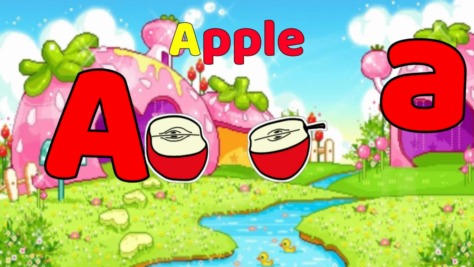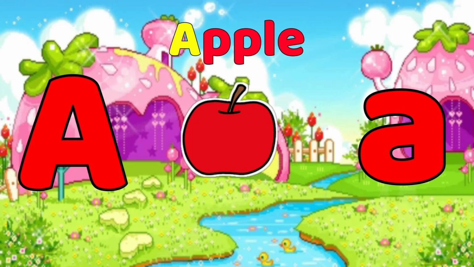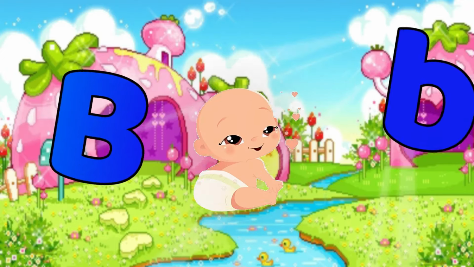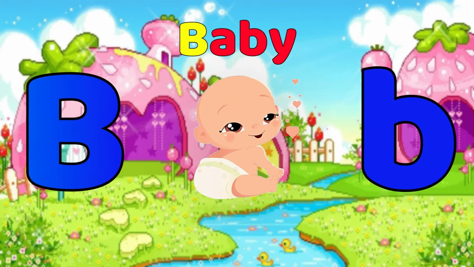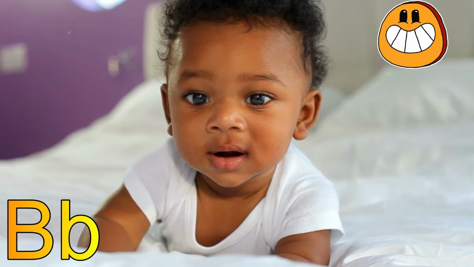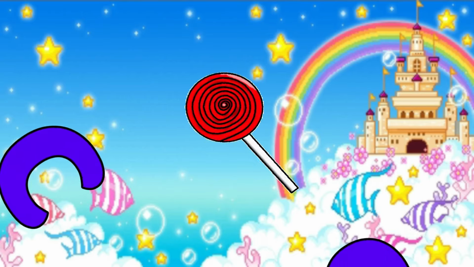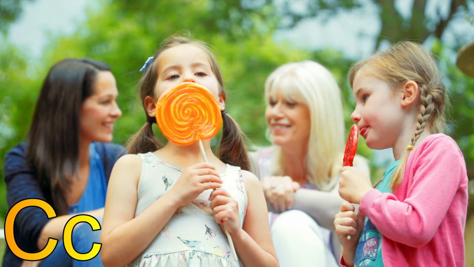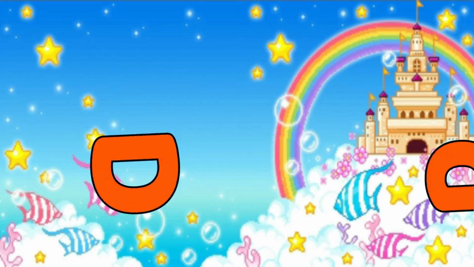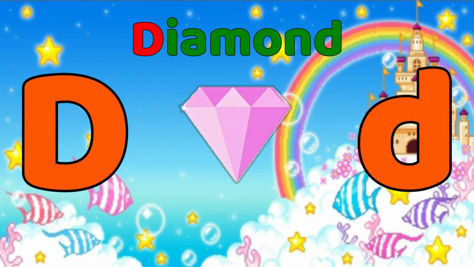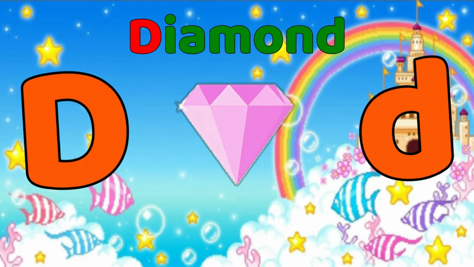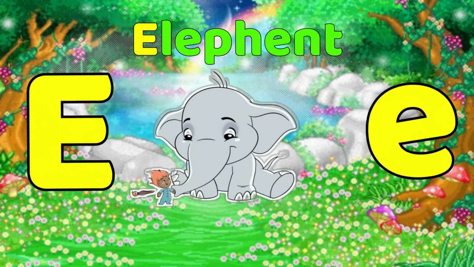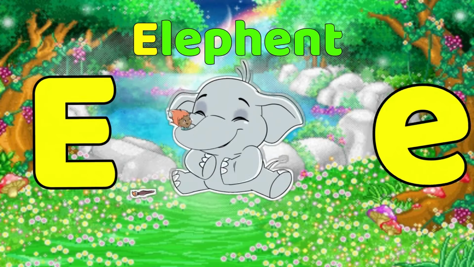Do it again! A is for apple. A, apple. B is for baby. C is for candy. C, candy. D is for diamond. D, diamond. E is for elephant.